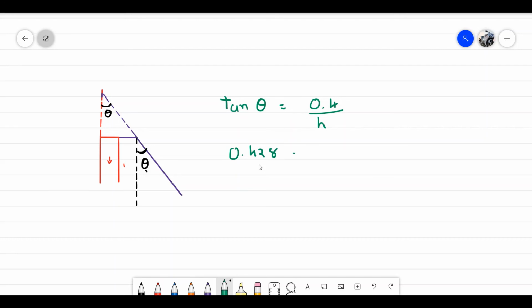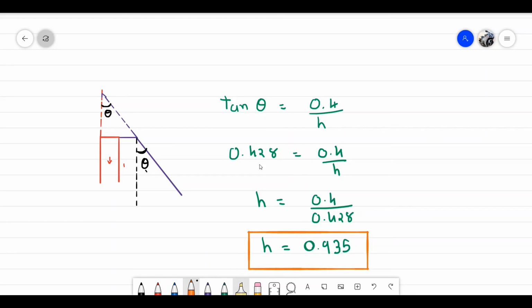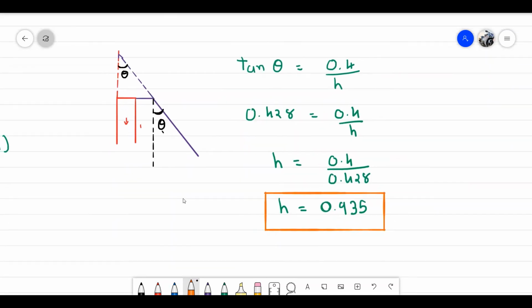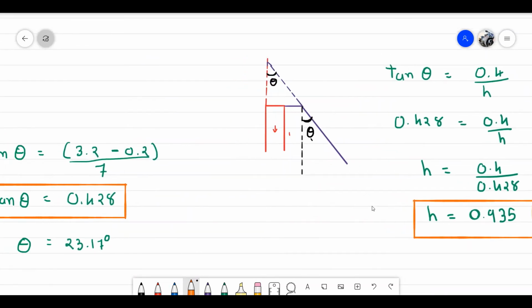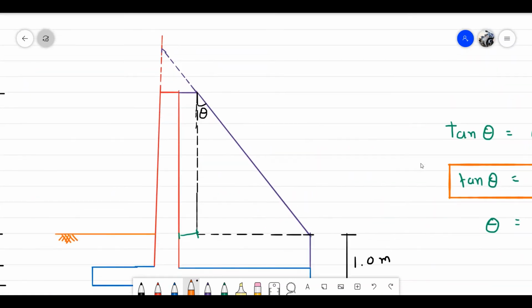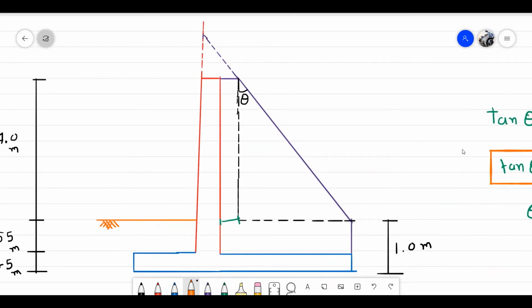So tan theta, 0.428, is equal to 0.4 divided by small h. So small h is equal to 0.4 divided by 0.428. So small h value is 0.935, right? So we found the height. So we have this height, 0.935.